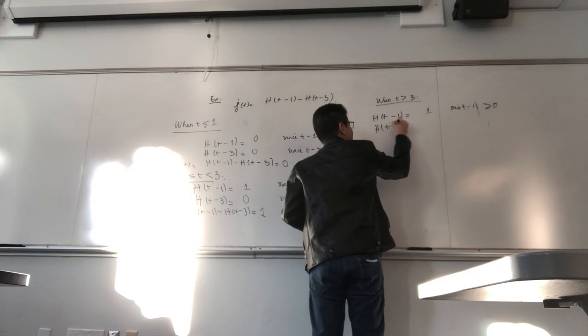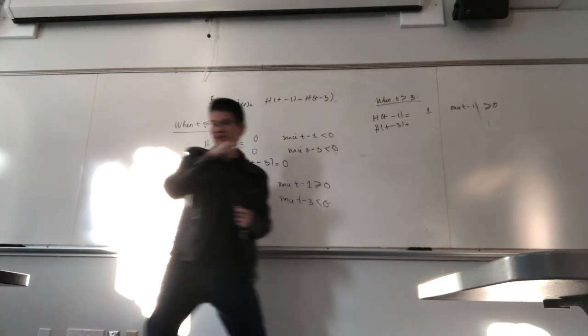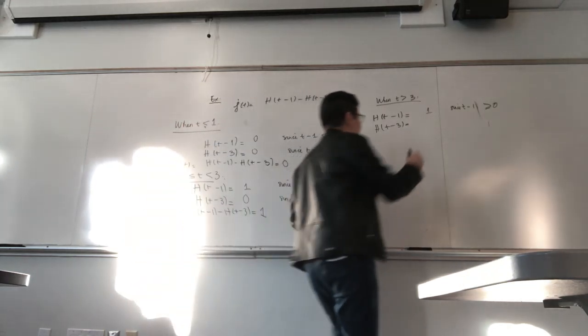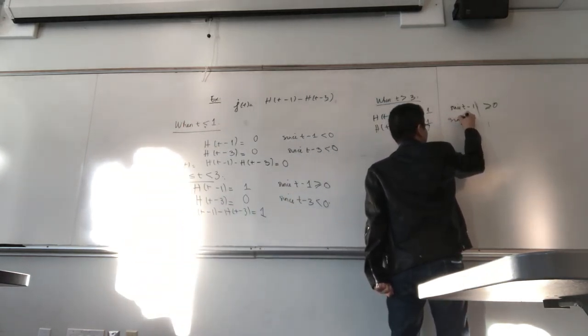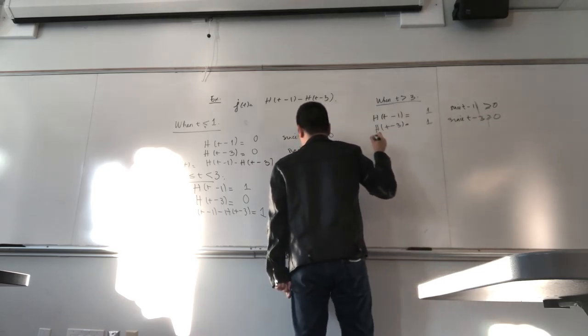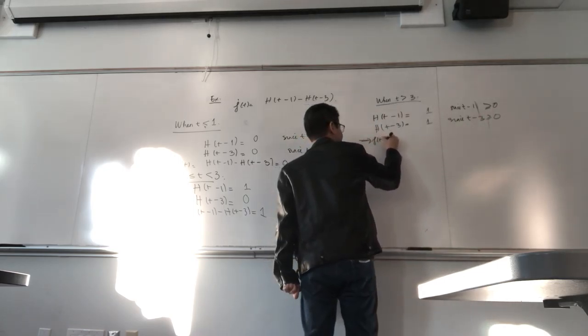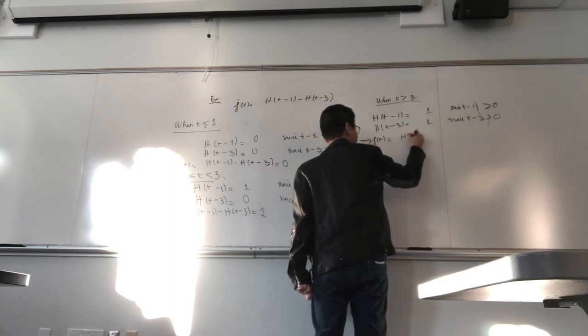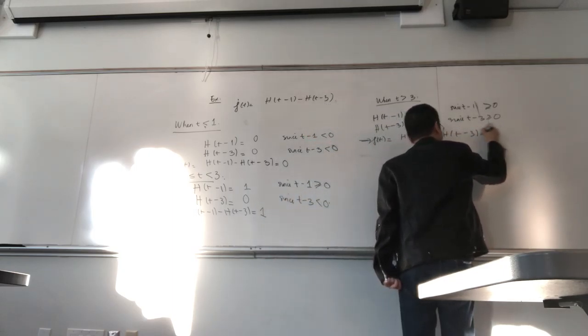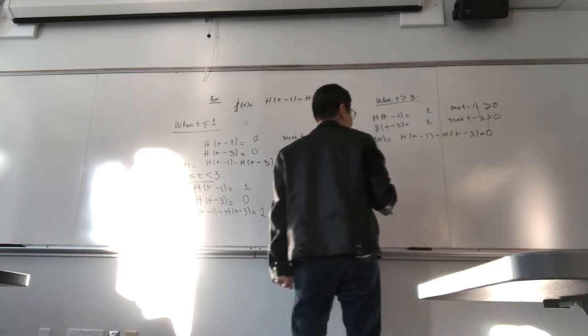Now, what is the value of h of t minus 3? Yes, 1. Right, since t minus 3 is bigger than 0, which means that f of t will be h of t minus 1 minus h of t minus 3, and this is 0. All right?